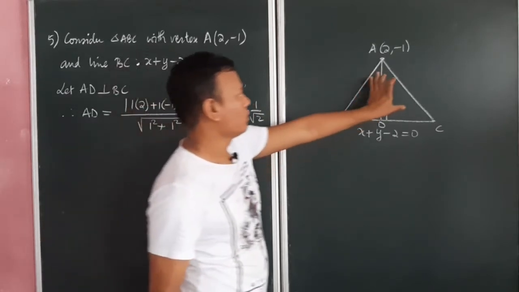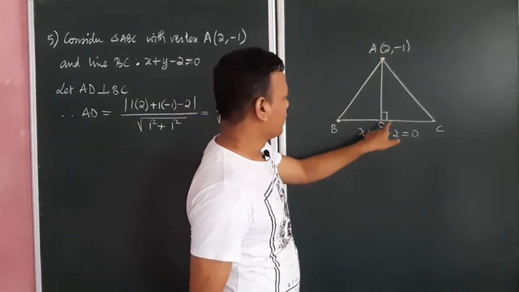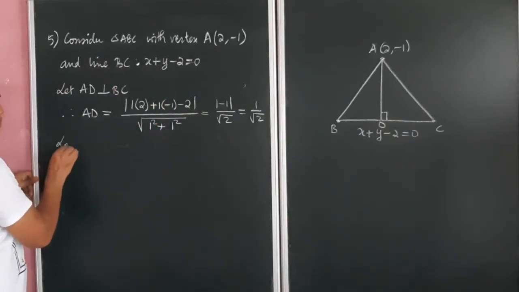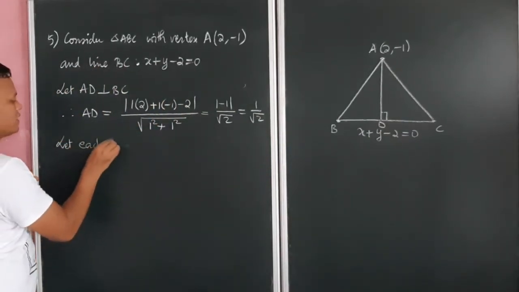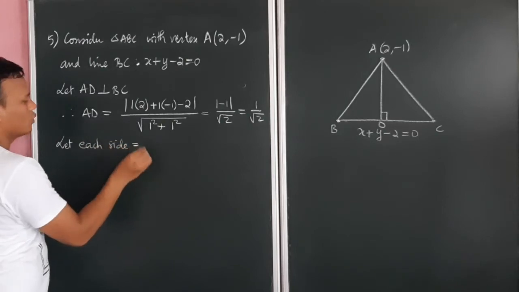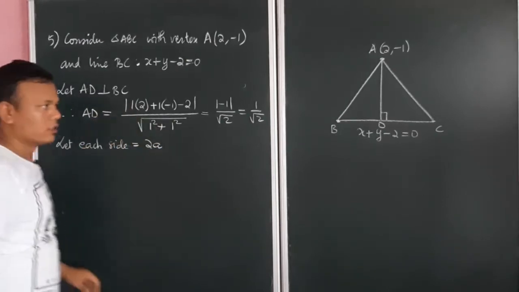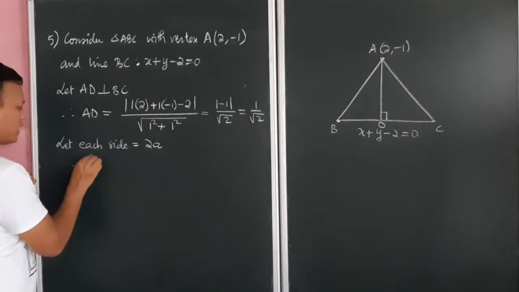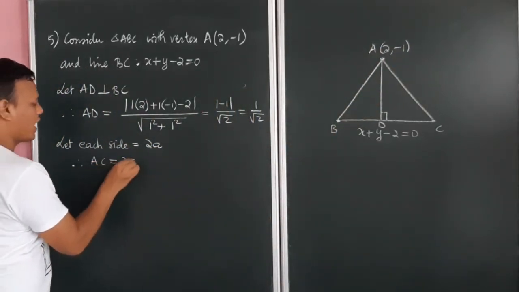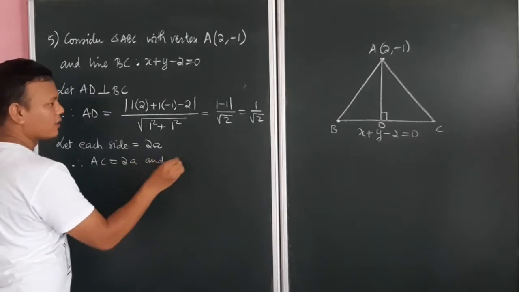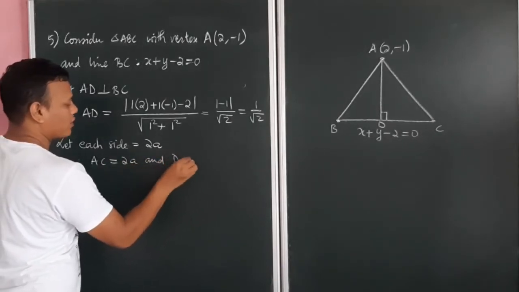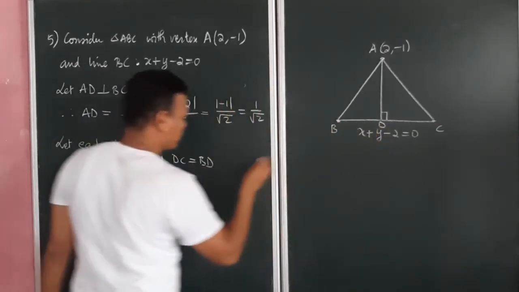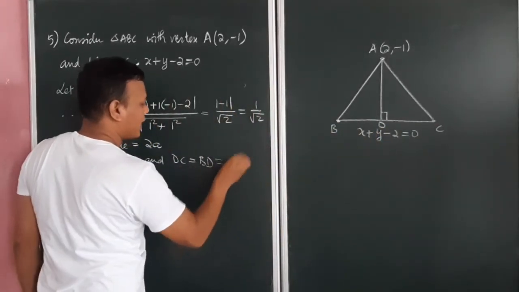Now let's make use of right angle triangle ADC. Let each side equal 2A. Okay, so as I said, each side is 2A, so therefore AC will be 2A and DC will be equal to BD. Yes, so DC and BD both will be equal and they will be equal to A.